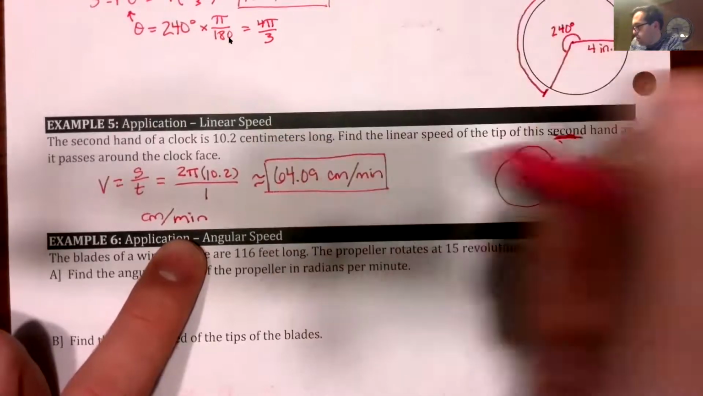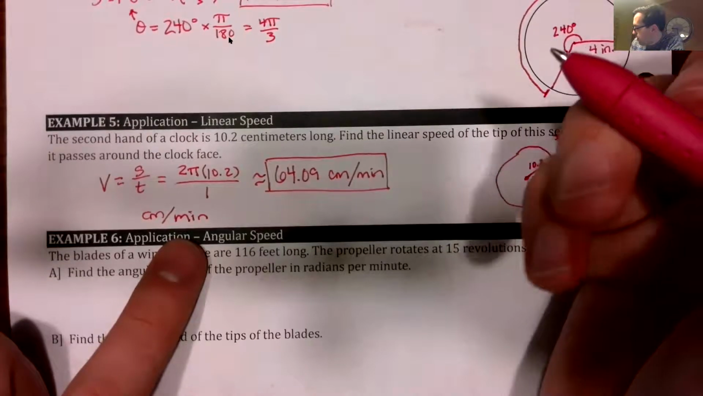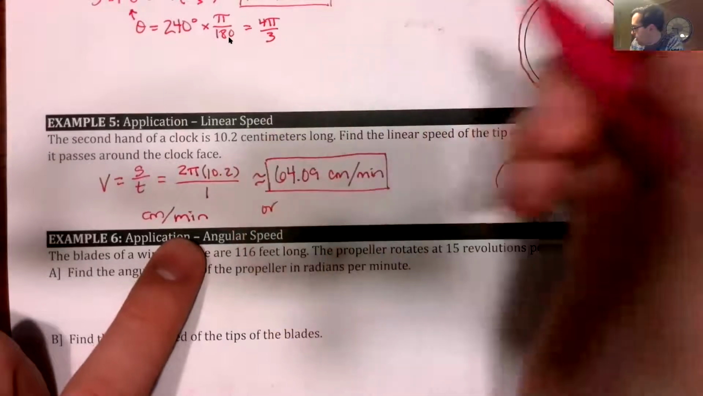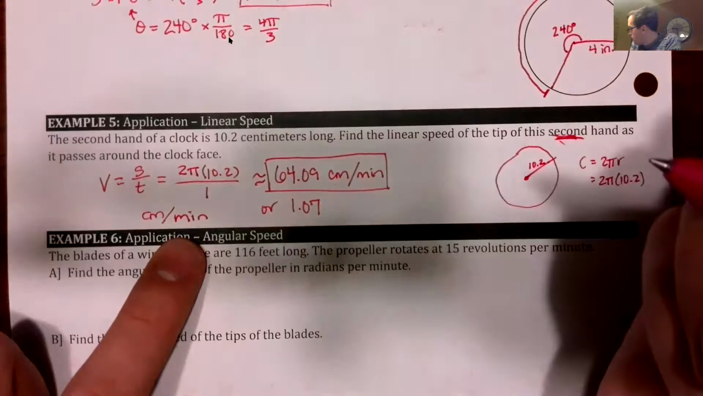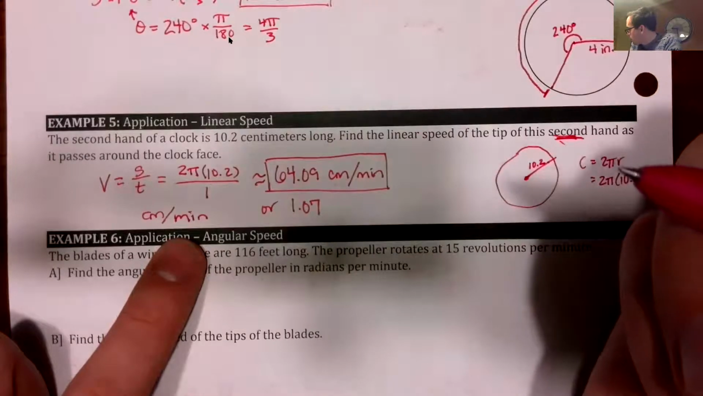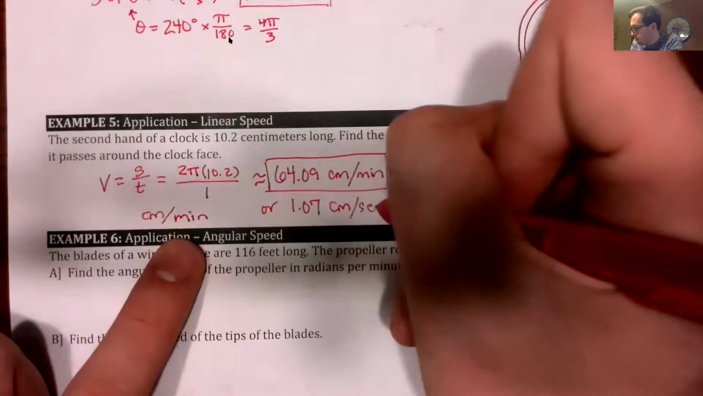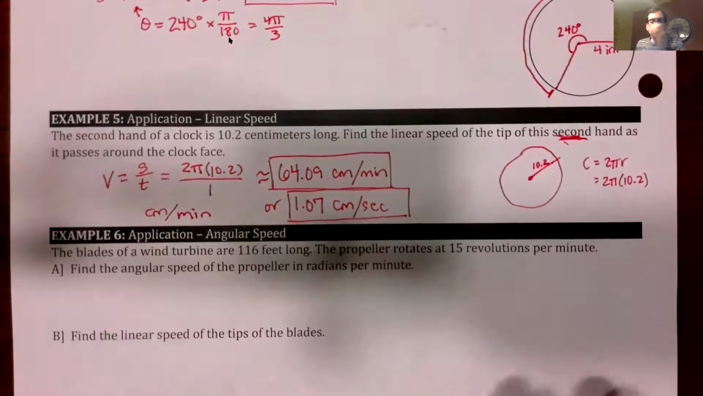Now, my brain doesn't really know how fast something's moving if it's going 64 centimeters in a minute. So if we wanted to, we could divide by 60, and we would get that we are talking about 1.07 centimeters per second. Okay. So that is an application of linear speed.